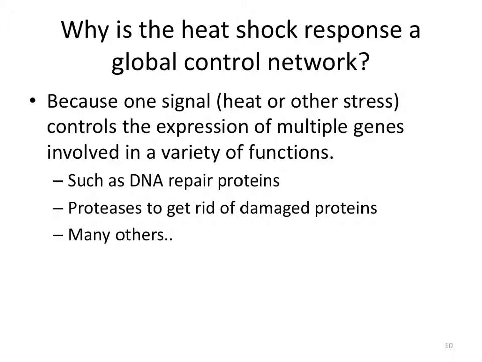For example, DNA repair proteins, proteases to get rid of damaged proteins, and many others, such as proteins involved in controlling the timing of cell division. So this is a global control network because one signal triggers control over a variety of different genes involved in a variety of different, seemingly unrelated functions.